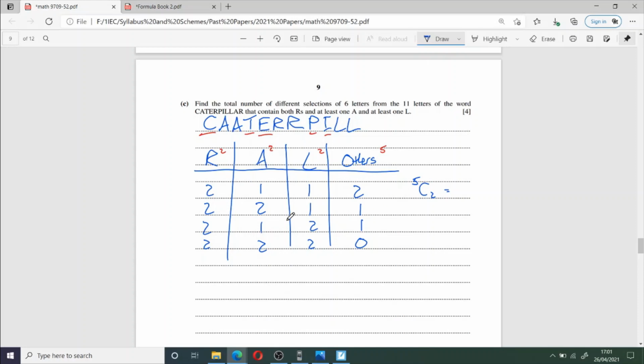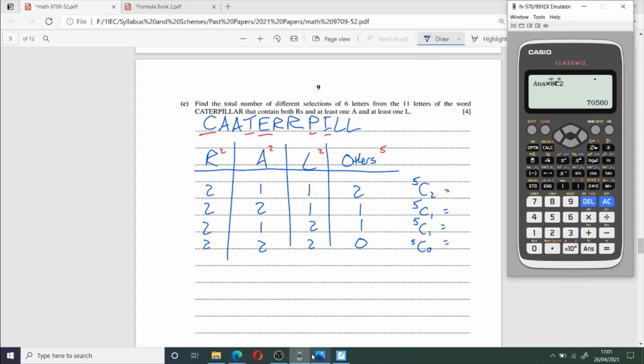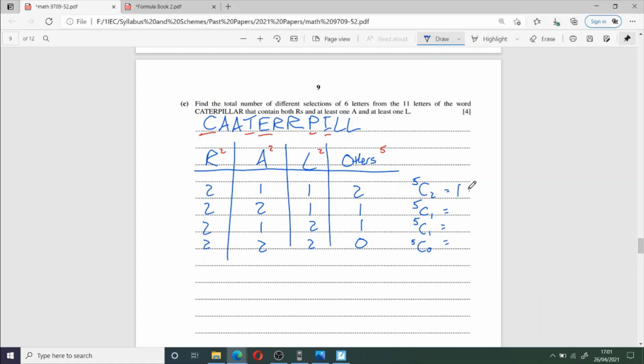And here, exactly the same thing. 2 R's, 2 A's, 1 L, and it doesn't matter which L it is out of those two, so we're not interested in that at all. All we're interested in is the other letters that we pick with it. 5 choose 1. Same again here, 5 choose 1, and here, 5 choose 0. So 5 choose 2 is 10, 5 choose 1 is 5, 5 choose 1 is 5, 5 choose 0 is 1. 10 add 5 add 5 add 1 is 21.